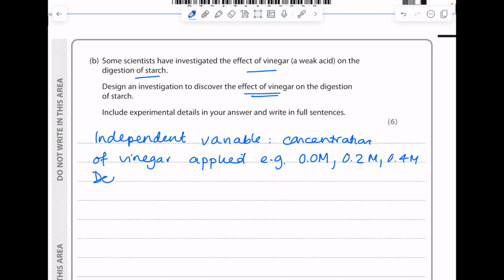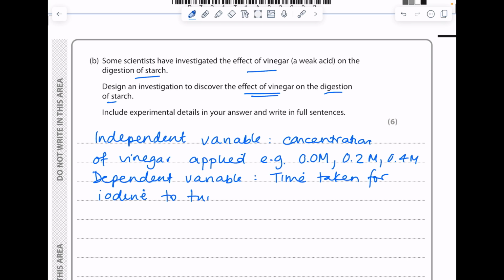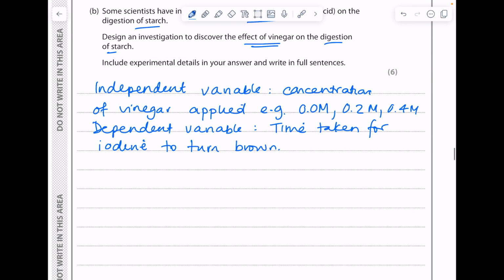The dependent variable, which is what we measure. So we're looking at the digestion of starch, but it has to be something tangible that we're measuring. So I'm going to look at time taken for iodine, because remember iodine is used to test for starch, to turn brown. Because when it turns brown, I know that starch must have been digested because it's no longer blue-black, the iodine.